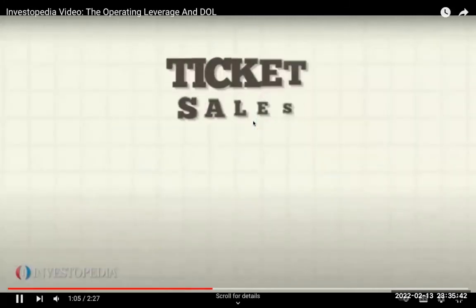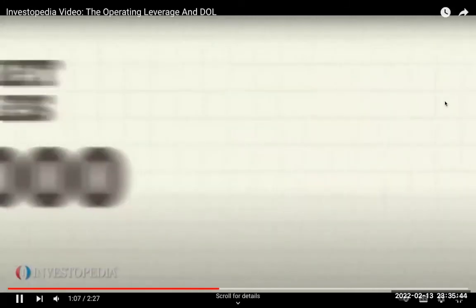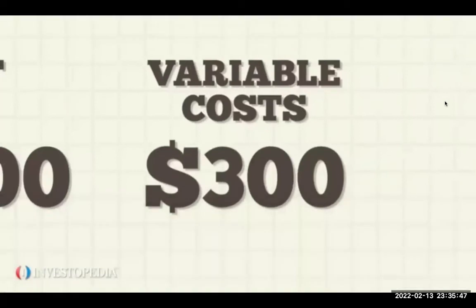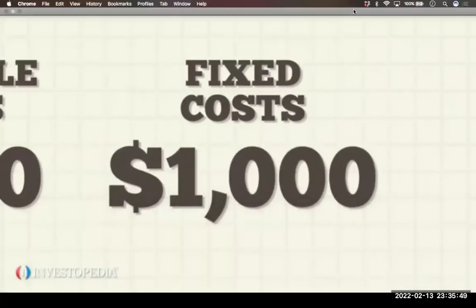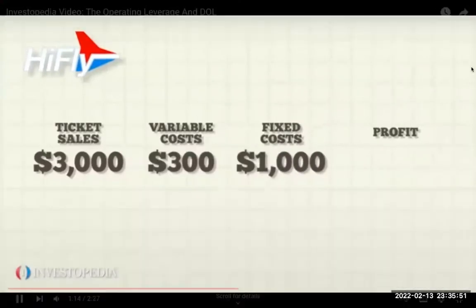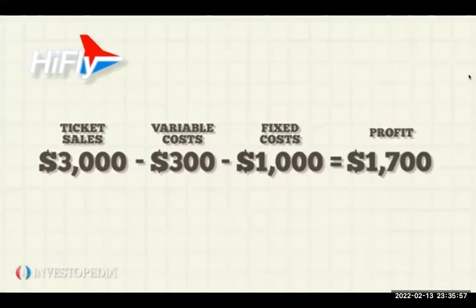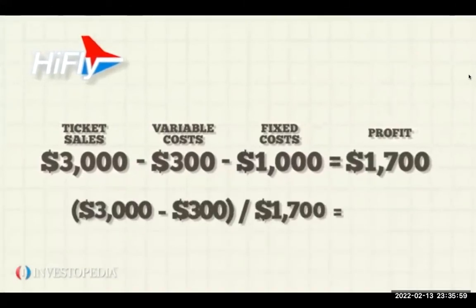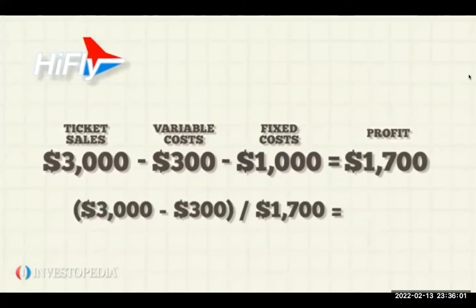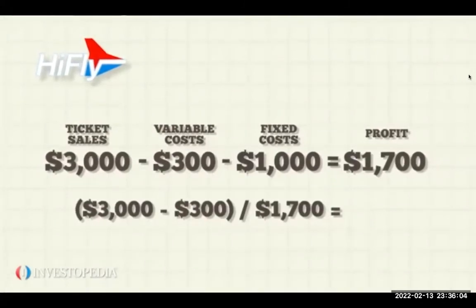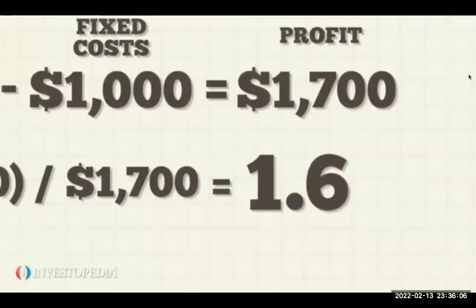If Highfly earns ticket sales of $3,000 and has variable costs of $300 and fixed costs of $1,000, then its profit is $3,000 minus $300 minus $1,000 equals $1,700. Its DOL is $3,000 minus $300 divided by $1,700 equals 1.6.